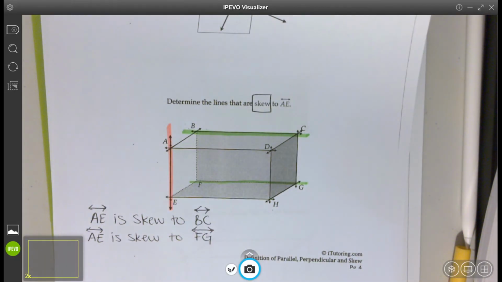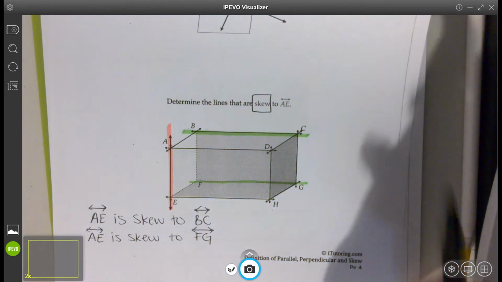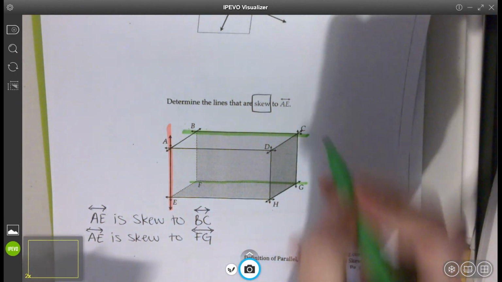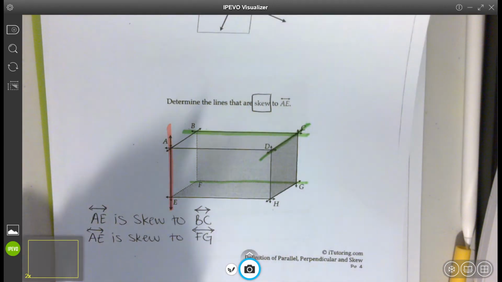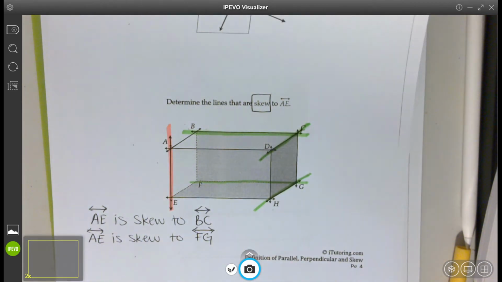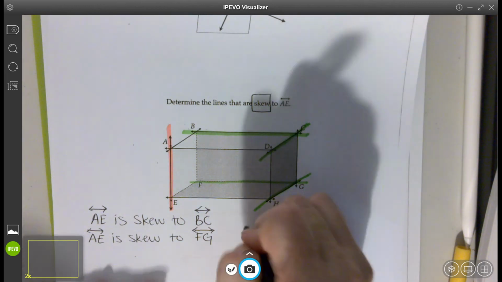All right, so I'm going to find two more. Looking at my diagram, there are two more here. I can see CD all the way over on the side of my figure and GH, both are skewed to my pink line. So I'm going to write those out.